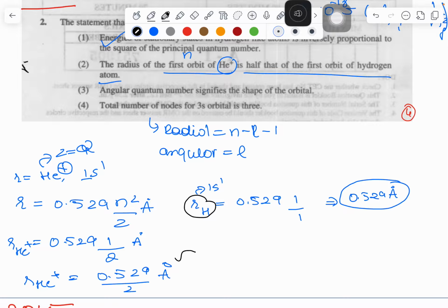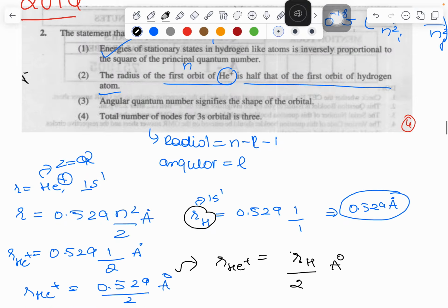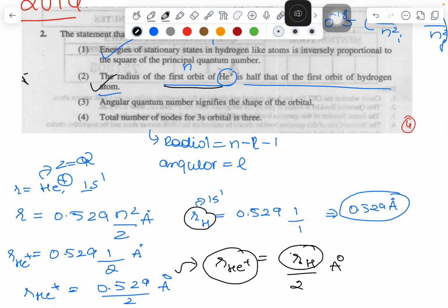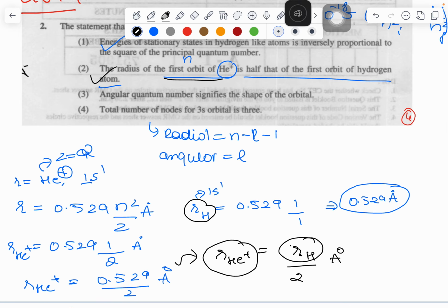Again, we can write the radius of helium plus is equal to the radius of hydrogen divided by 2 angstrom. So the second statement, the radius of first orbit of He plus is half of that of first orbit of hydrogen, is also right. Next, angular momentum. This is something you are supposed to learn, that is to find out.